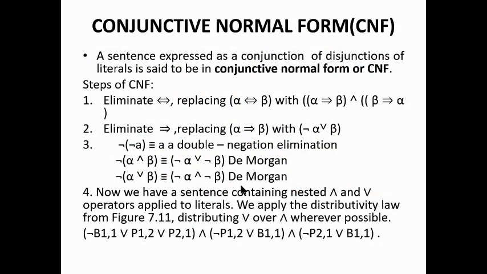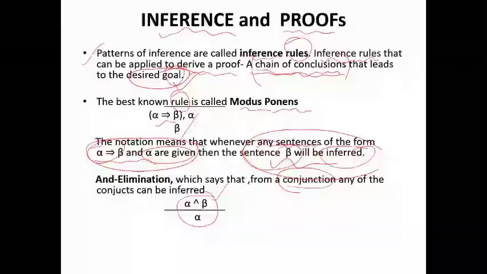The next one is CNF, conjunctive normal form. Here we have a sentence expressed as a conjunction of disjunctions of literals, which is considered conjunctive normal form, CNF. So we say CNF to those sentences which are expressed as a conjunction of disjunctions of literals. The steps to find the CNF are like this. First we eliminate equivalence, replacing alpha equivalent to beta with this form, by the rule as we discussed.